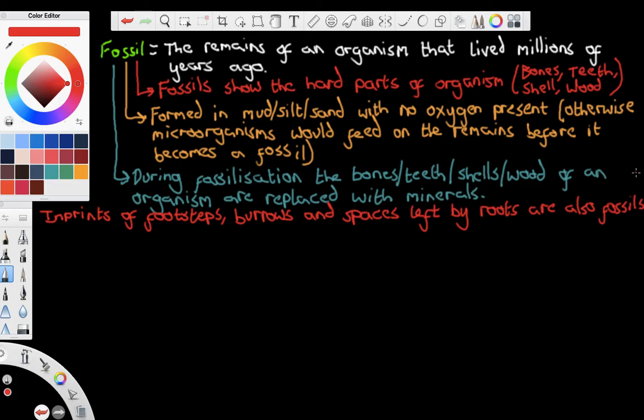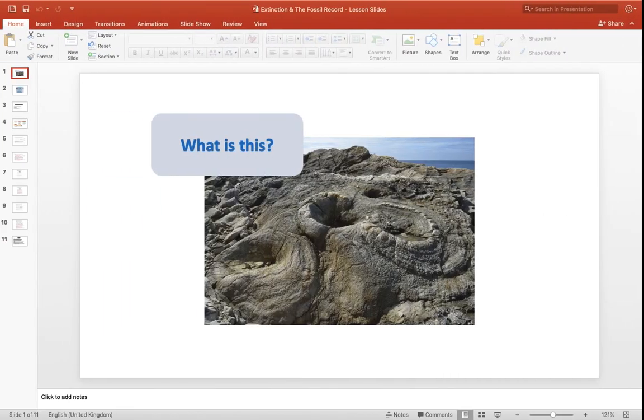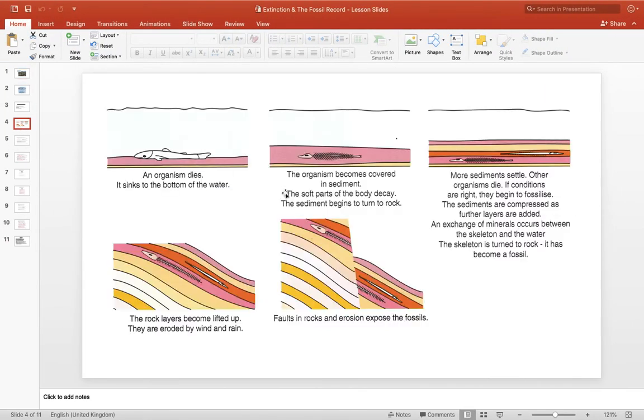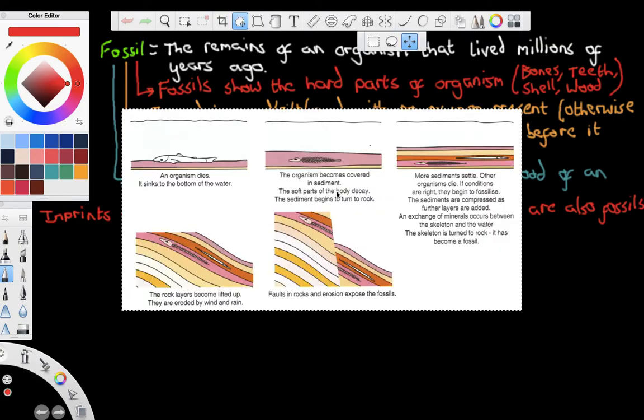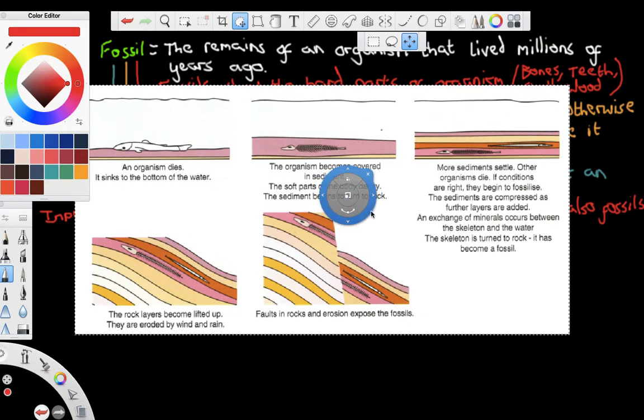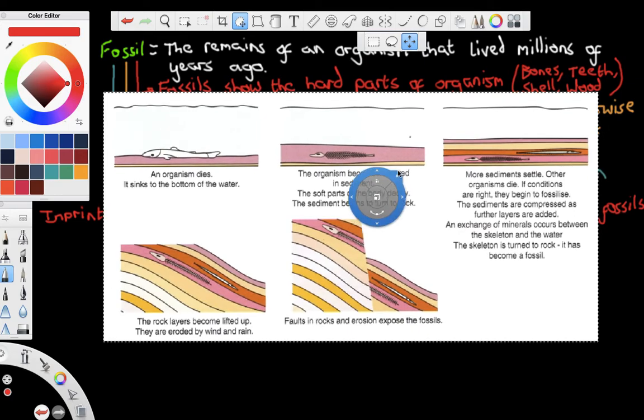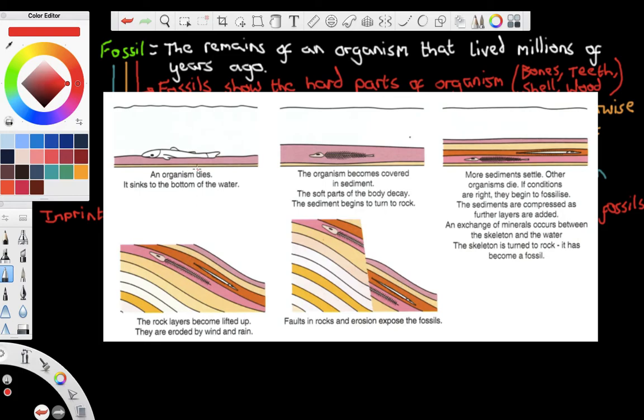Now, we can tell the age of a fossil by how deep we find it in the ground, and that's shown by this diagram here. The deeper something is found in the ground, the older it is. So I want you to imagine that an organism dies in the water. A fish dies millions of years ago.